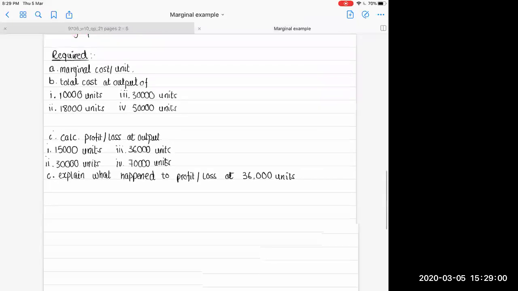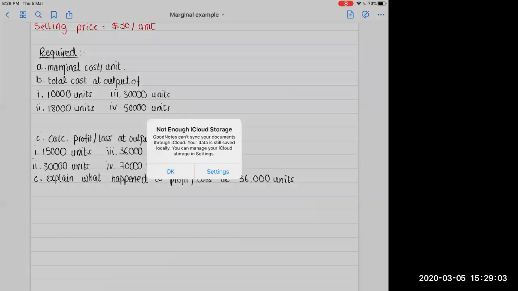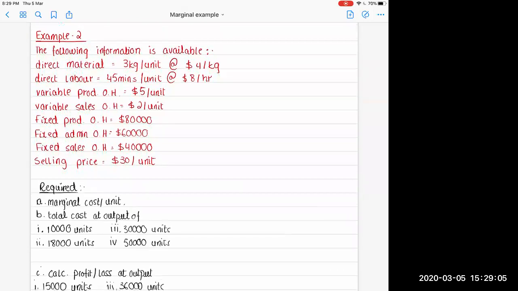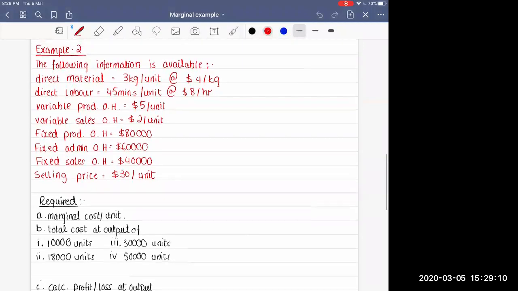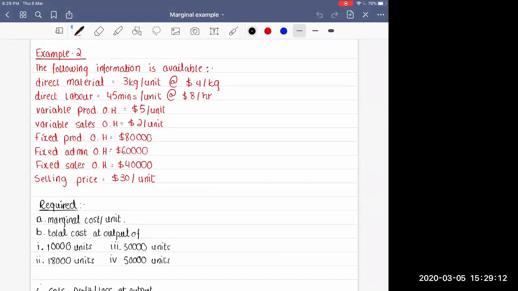All right. So we'll start with our last example. Last class mein humne ek example discuss kiya tha, jisme the following information was available. For direct material, in order to produce a single unit, each unit requires 3 kg of raw material costing $4 per kg. That means if a single unit consumes 3 kg and the cost per kg is $4, our total material cost is $12 per unit, 3 kg into $4 per kg.